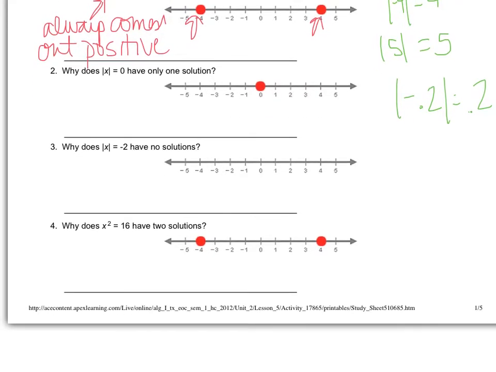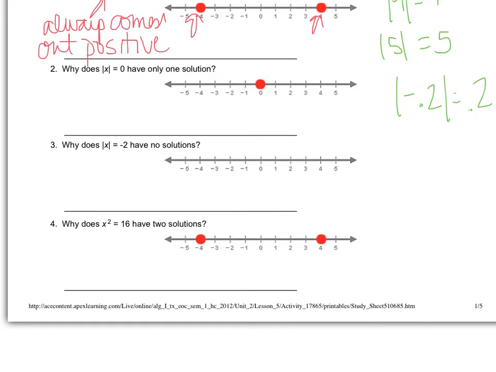We're going to look at number 3. Why does the absolute value of x equal -2 have no solutions? That means why doesn't it work? Well, because absolute value always turns out positive. It can't ever turn out negative.